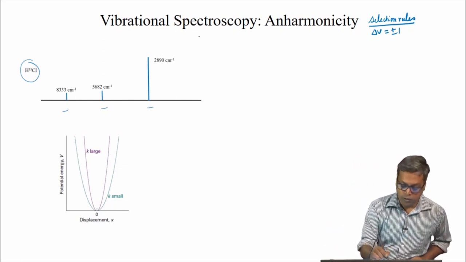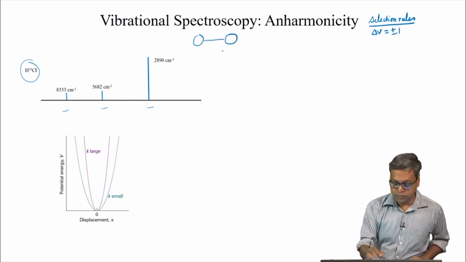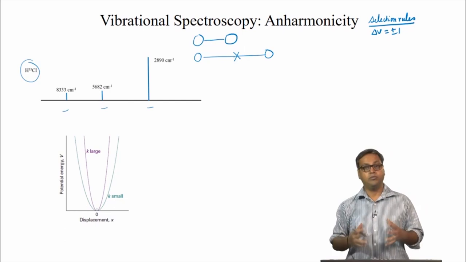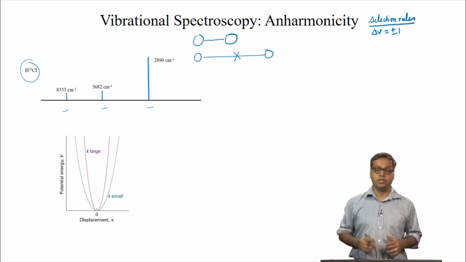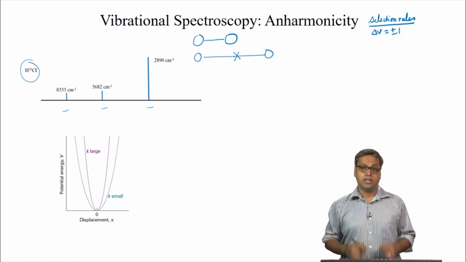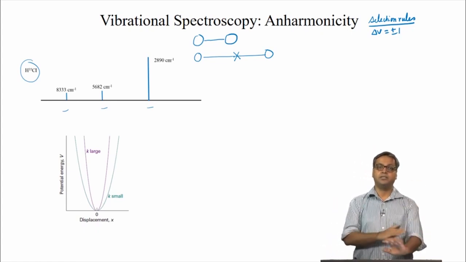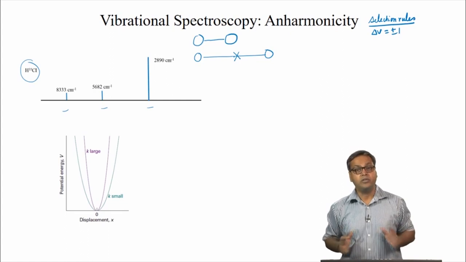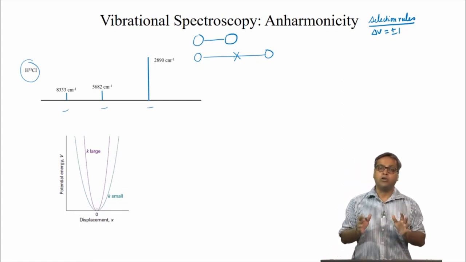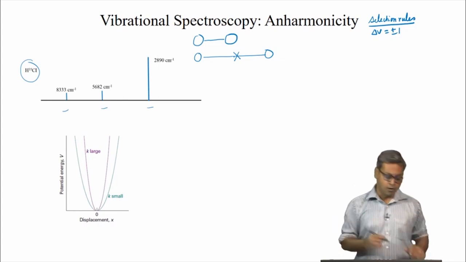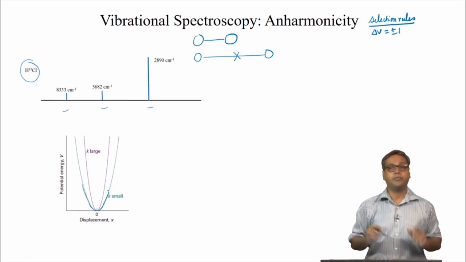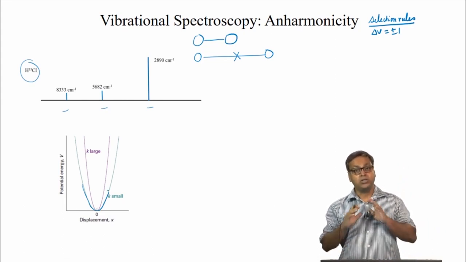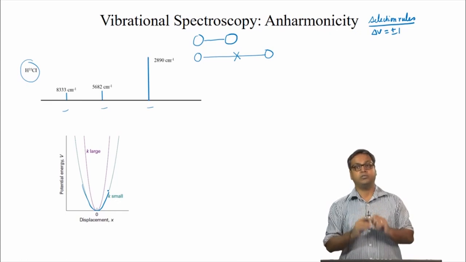So, if we draw a molecule and this is a bond connecting these two atoms, if we stretch this molecule too much, at some point this bond will break. Or in other words, the molecule should dissociate. This bond breaking is the basis of chemical reactions, or we can say this bond breaking is the basis of chemistry. But in the harmonic oscillator model, the potential energy curve, as we can see, is a parabola. A parabola does not allow the bond to dissociate.